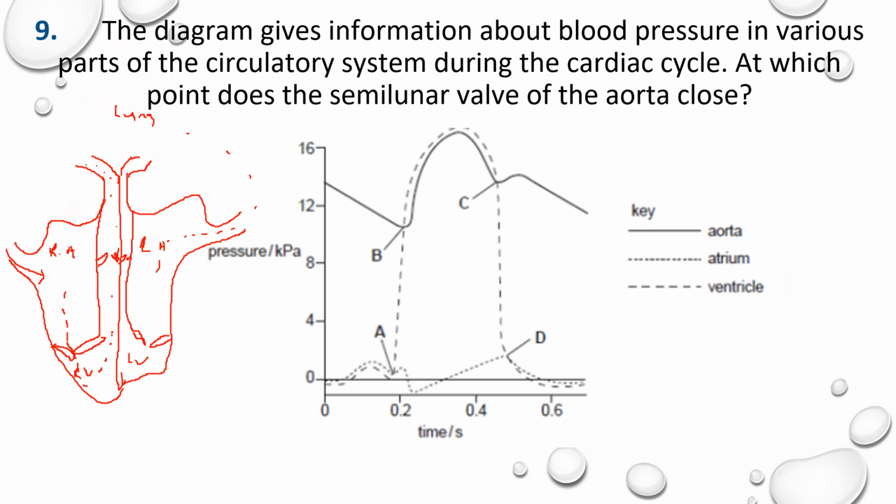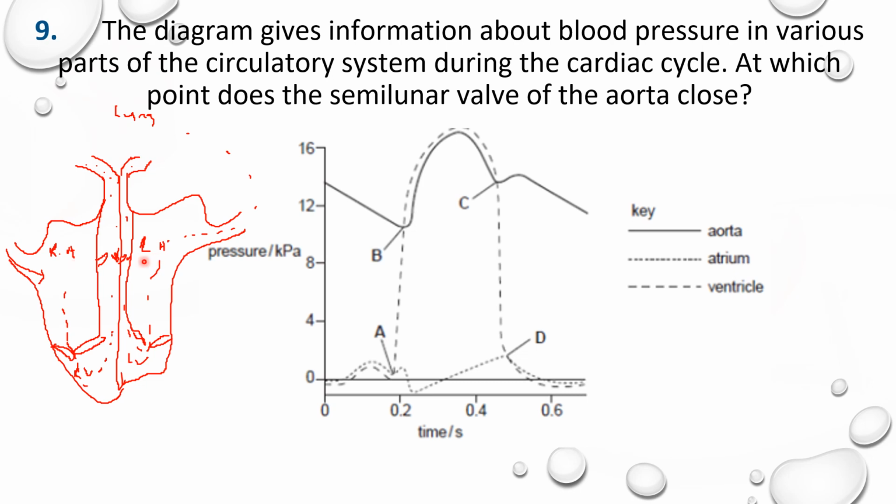So this contracts and pushes blood into the left ventricle. The left ventricle pumps the blood into the aorta. So this is the aorta. So let's play games here. Watch. The diagram gives information about blood pressure in various parts of the circulatory system during the cardiac cycle. At what point does the semilunar valve of the aorta close? So now, at what point does it close? Watch. During atrial systole, these two are contracting, right atrium and left atrium.